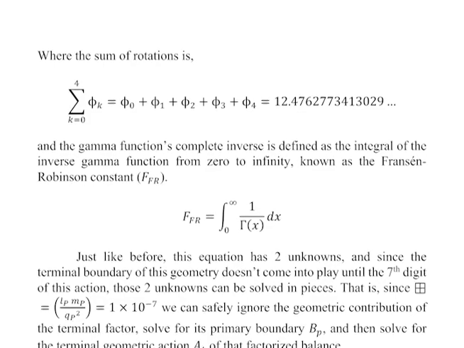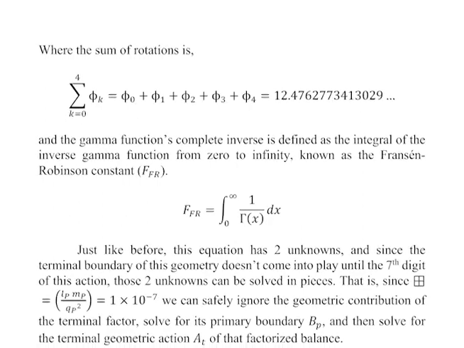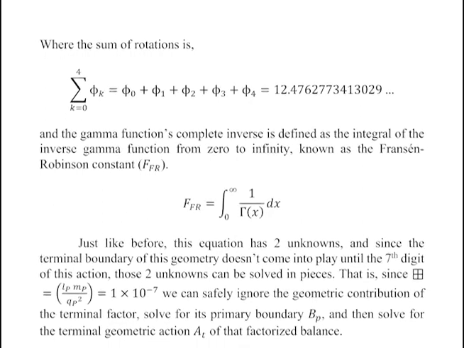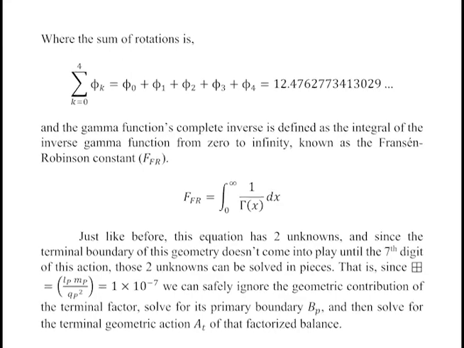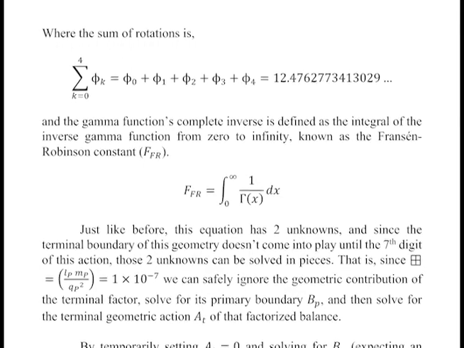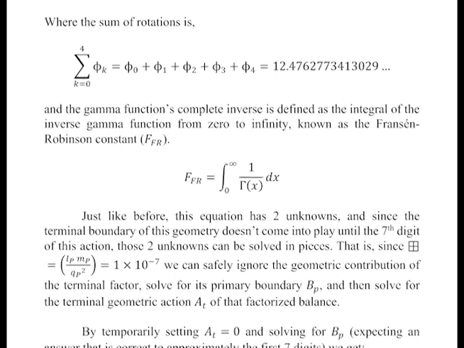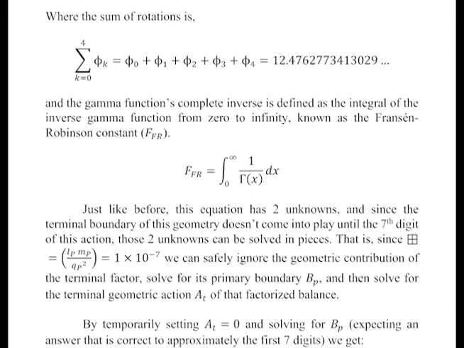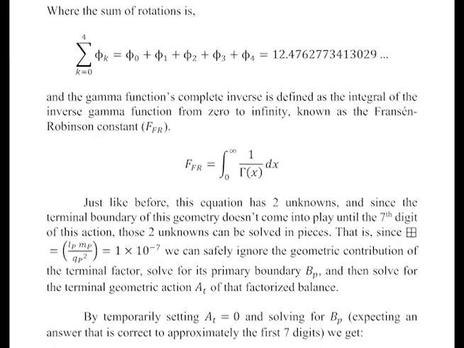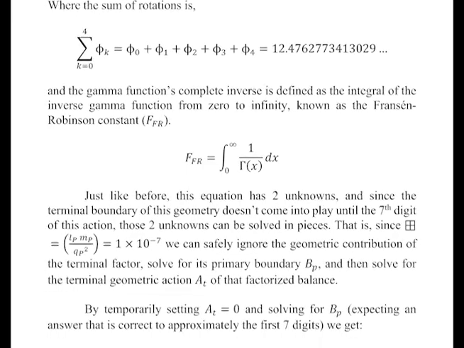Well, we know the sum of the five rotations. We can easily solve for that. And the gamma function's complete inverse is defined here with the Franz and Robinson constant. Just like before, this equation has two unknowns. And since the terminal boundary of this geometry doesn't come into play until the 7th digit of this action, those two unknowns can be solved in pieces.